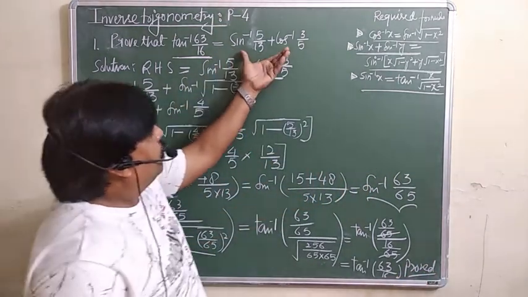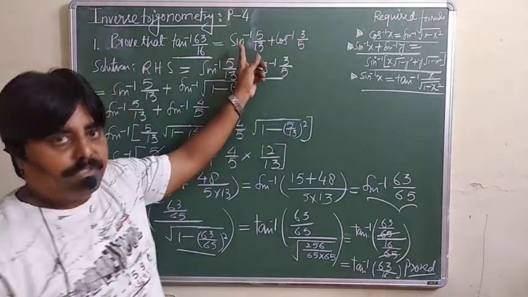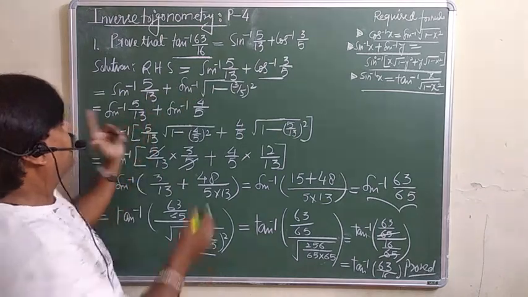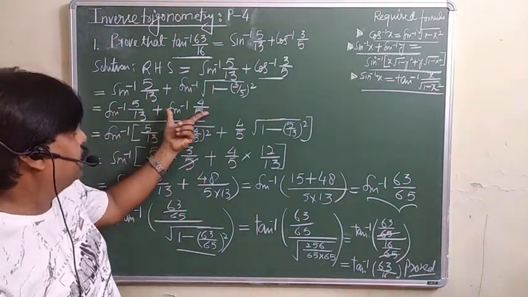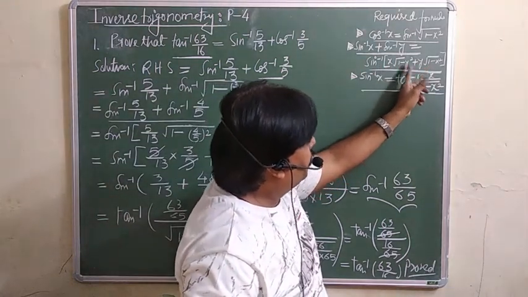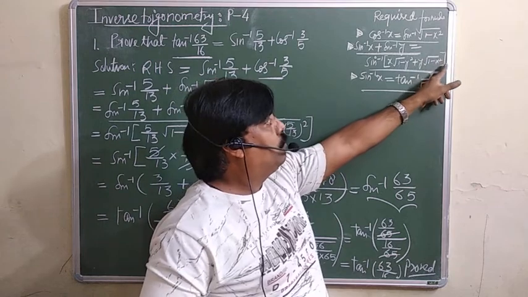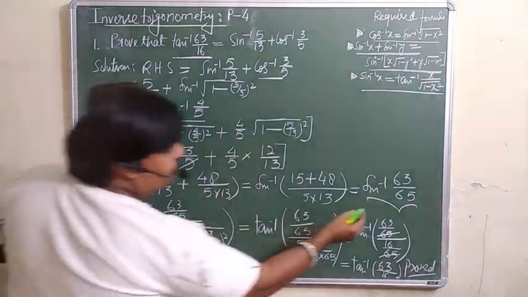So here is the important point. First of all, you are supposed to change the cos inverse x in terms of sine inverse. So you will get the terms in terms of sine inverse x plus sine inverse y. Then you can apply this formula: sine inverse of x under root 1 minus y square plus y under root 1 minus x square. You will get the value in terms of sine.